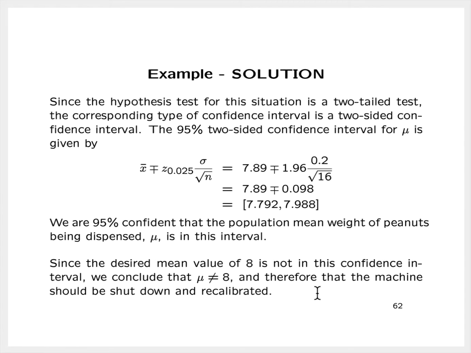And because of that, we're in a situation where we have to make a decision. Is it reasonable to assume that the mean weight of peanuts being dispensed is 8 ounces? Or is there sufficient evidence to conclude that the mean weight is not equal to 8 ounces? Because this set of plausible values for mu, this 95% confidence interval for mu, does not contain the desired value of 8 ounces, we conclude that the mean is not equal to 8 ounces, and therefore that the machine should be shut down and recalibrated.